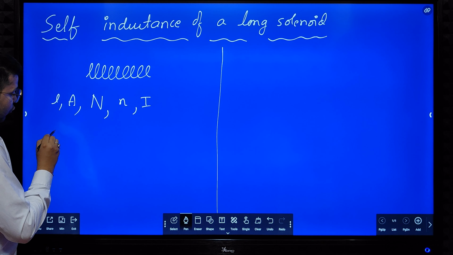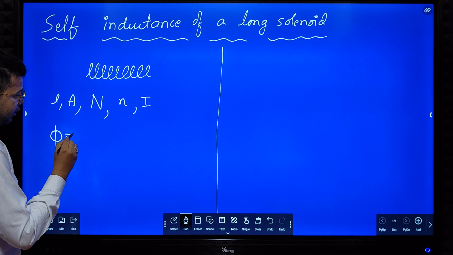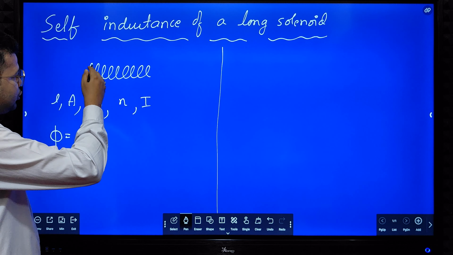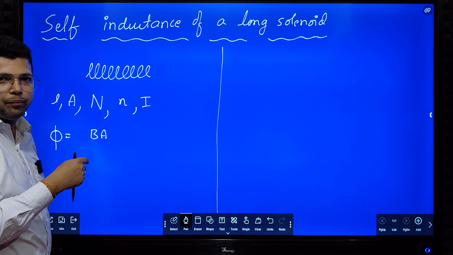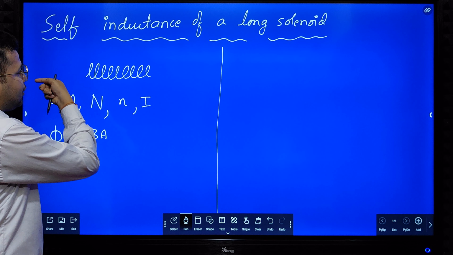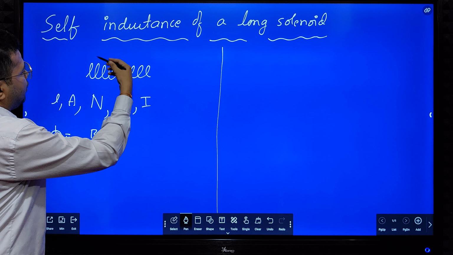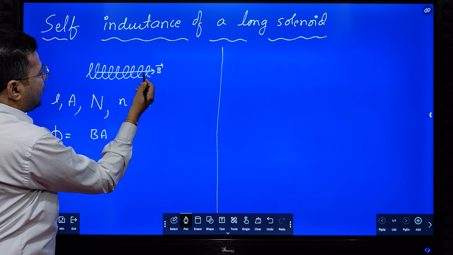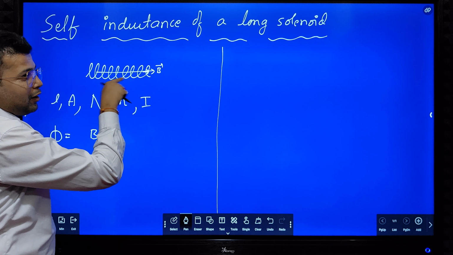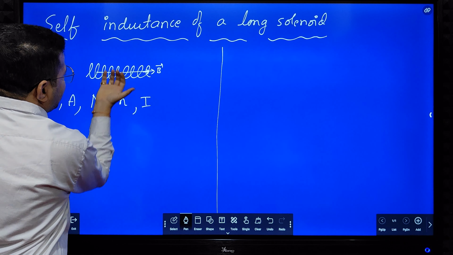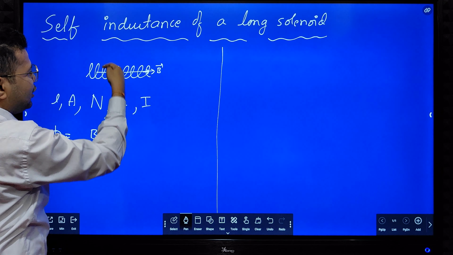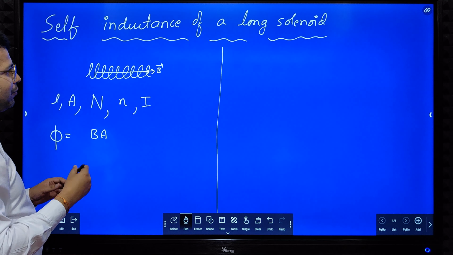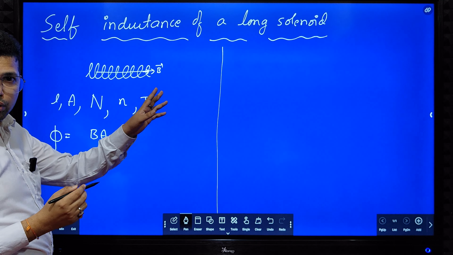Now flux through the solenoid is equal to BA cos theta. If you consider a solenoid and take the area of cross section, say the current is going like this, and this is the direction of the magnetic field inside, the angle between the magnetic field and the area vector will be 0 degrees, because the area vector will also be parallel to the magnetic field, so cos 0 will become equal to 1.